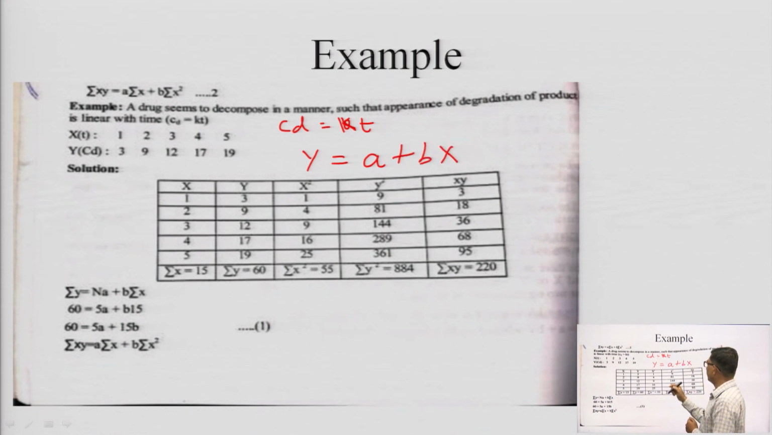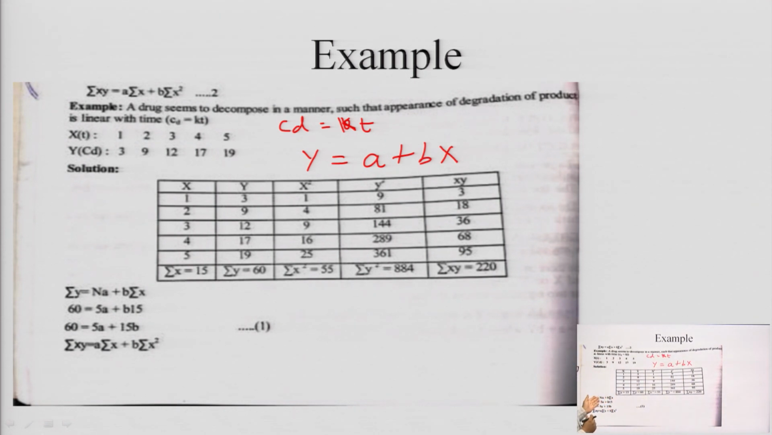To find the regression equation, we want to find the values of a and b, and the values of a and b are calculated with the help of two normal equations. The first normal equation is summation y equal to n a plus b summation x, and the next normal equation is summation x y equal to a summation x plus b summation x square.